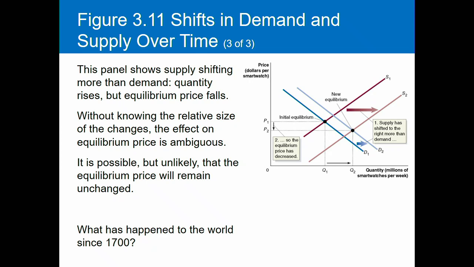Anyone else? Yeah, I would say demand, not just because of population, but because of how many markets you can reach. So you're no longer just selling to the people in your village, like you were in 1700, you're now selling across the world.